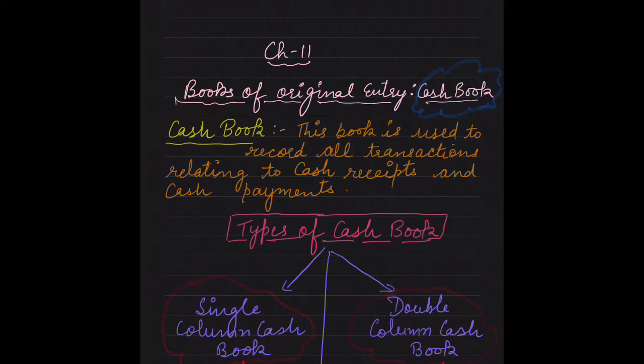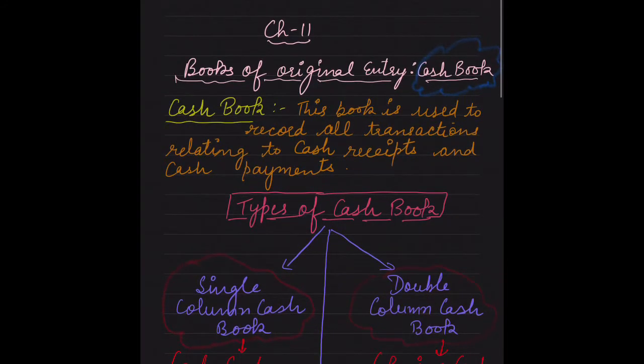Now what is cash book? This book is used to record all transactions relating to cash receipts and cash payments. Means only cash transactions are recorded in cash book. Credit transactions and transactions where cash is not affected are not recorded in this book.